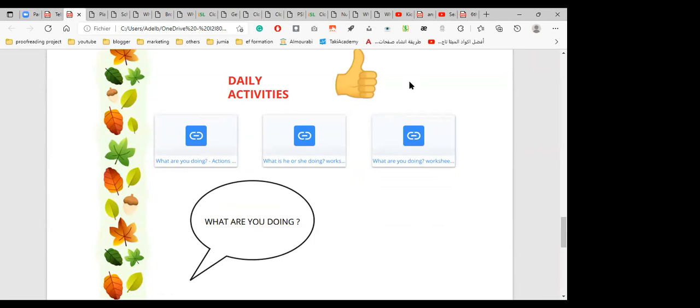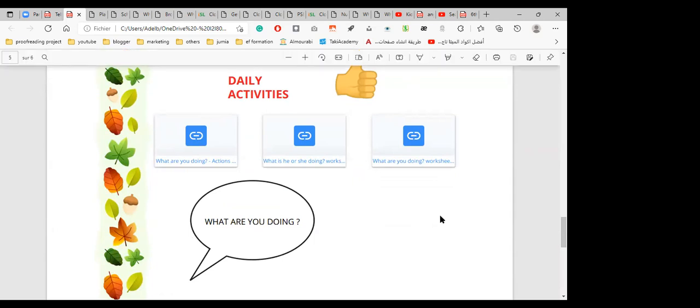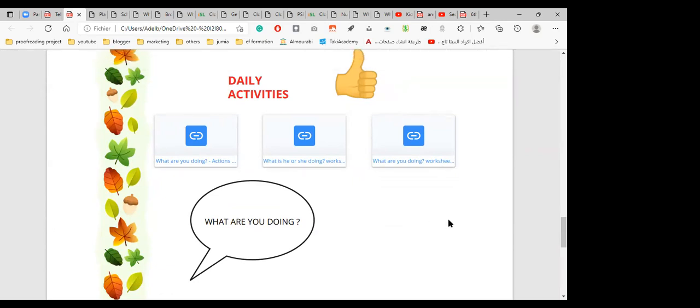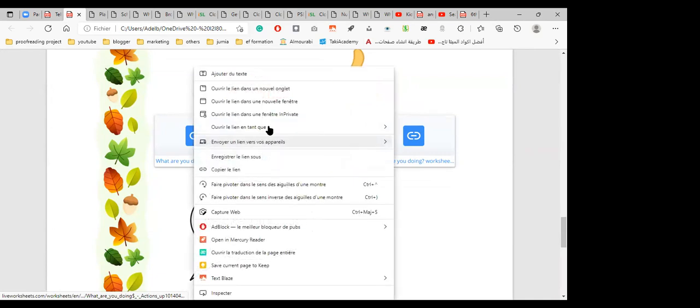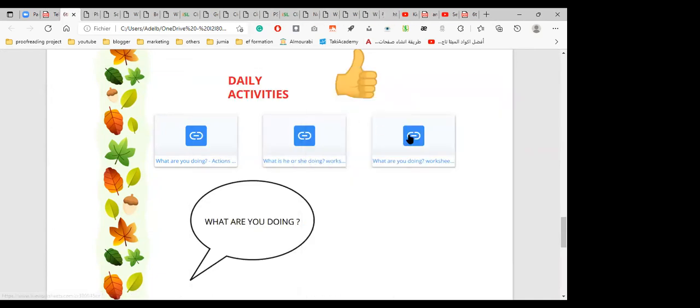So we are going to do the daily activities. The question is always, what are you doing? We say, what are you doing? The answer is, I am playing football. I am. Okay. So this is what we are going to do here. One second. I try to share with you. What are you doing? Yes. Okay. We have this exercise here.